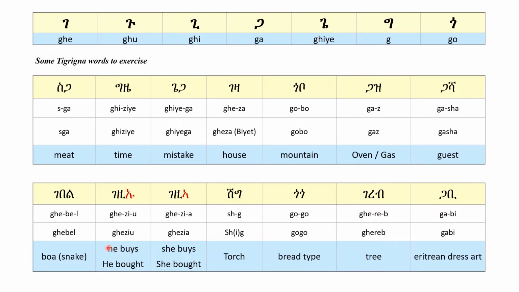Geziu means he buys, gezia, she buys. We miss here the personal pronouns, but in Tigrinya with the two letters U and A in this case, we understand that this verb refers to gezia, to she, geziu, to he. Geziu, he buys, he bought. Gezia, she buys, she bought.